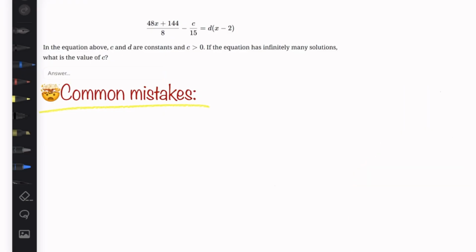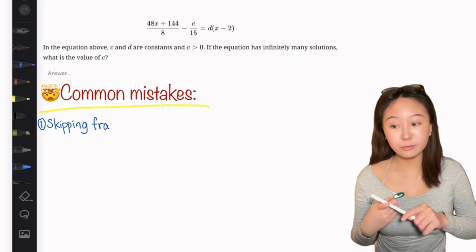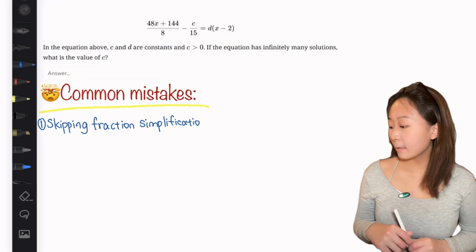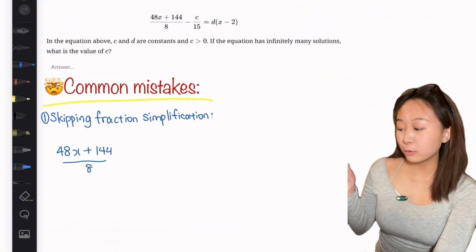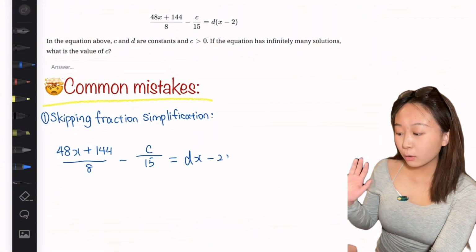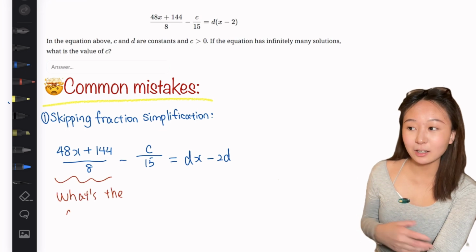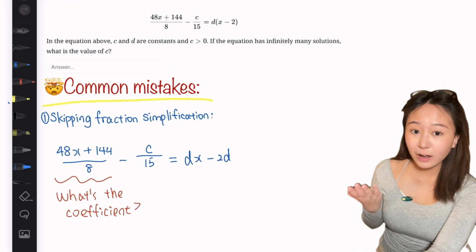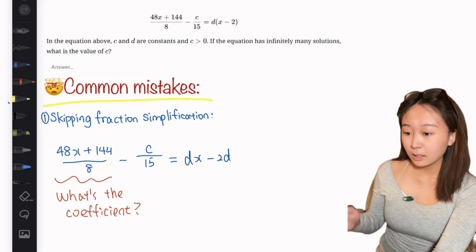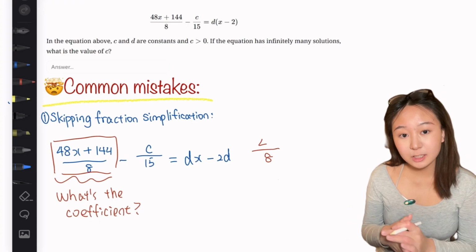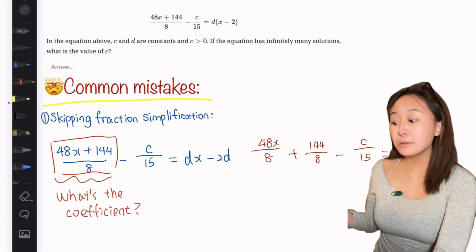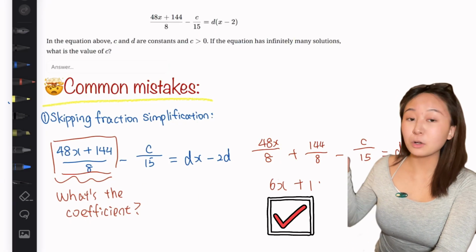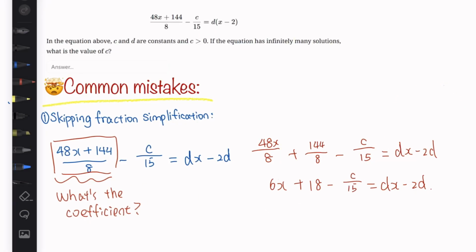Well, before we wrap up, let's look at two mistakes that I made when I first tried this problem. So first, it's skipping fraction simplification. When I first tried this problem, I didn't split 48x plus 144 divided by 8, so I got stuck because I couldn't find the coefficient. So always remember, split the fraction before doing anything else. Then you can get the answer because you know where the coefficient is.